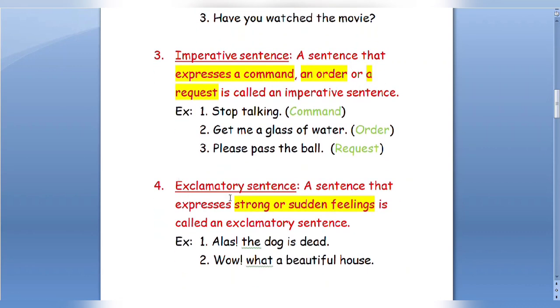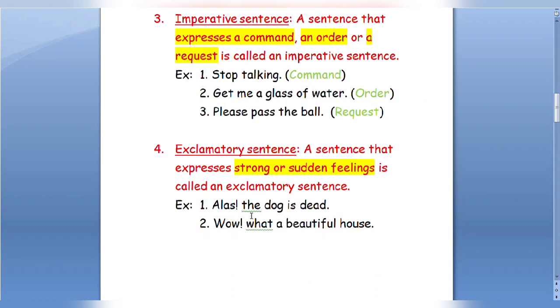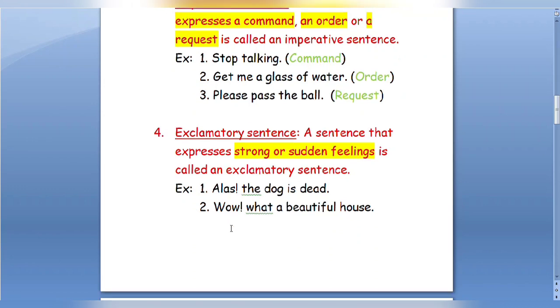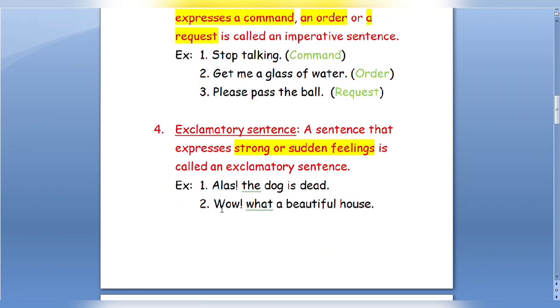Next, we look at the exclamatory sentence. A sentence that expresses strong or sudden feelings is called an exclamatory sentence. Look at the examples. Alas, the dog is dead. The sentence is actually expressing a strong feeling, right? Next example: Wow, what a beautiful house. This is also an exclamation. It's some feeling, right? You see a house and you say, wow, what a beautiful house. So these are the examples of exclamatory sentences.